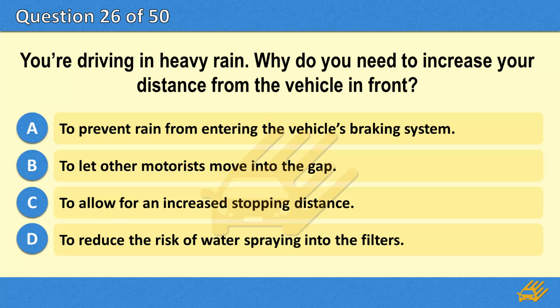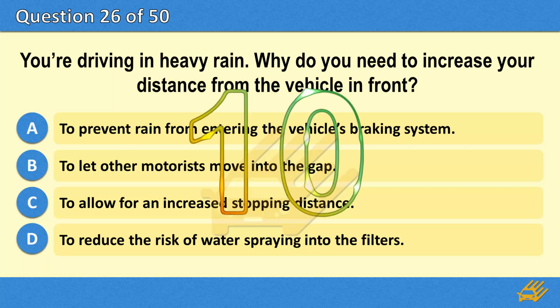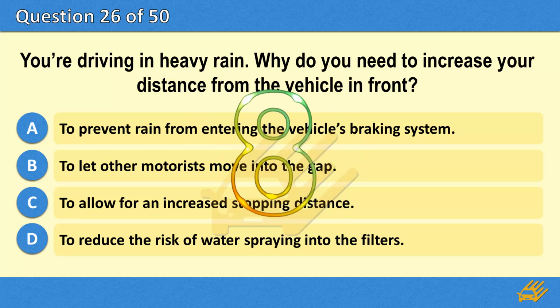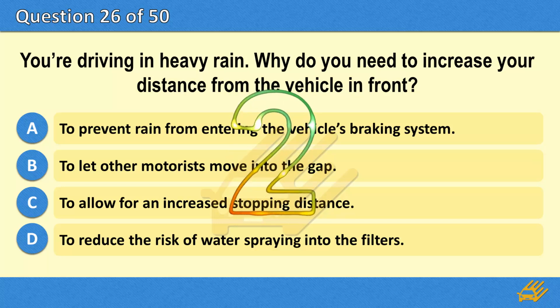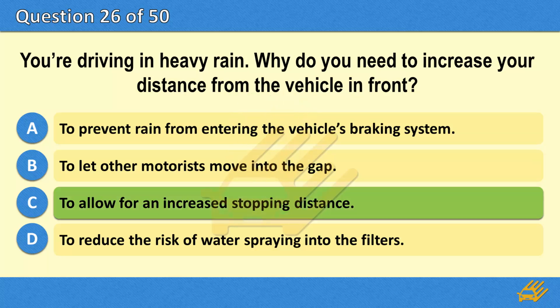You're driving in heavy rain. Why do you need to increase your distance from the vehicle in front? A. To prevent rain from entering the vehicle's braking system. B. To let other motorists move into the gap. C. To allow for an increased stopping distance. D. To reduce the risk of water spraying into the filters. The correct answer is C. To allow for an increased stopping distance.